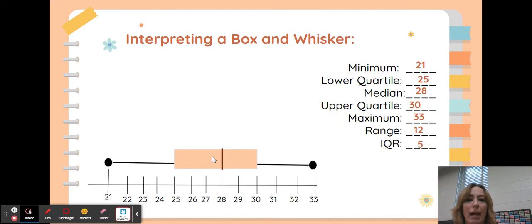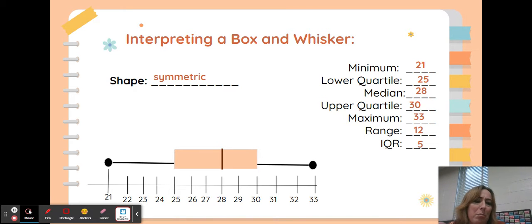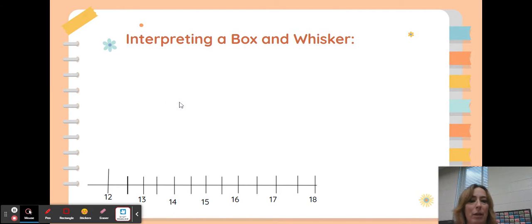All right. Now, where would you think the distribution is on this one? What is that shape? Where do you think it is? It's symmetric because it's right in the middle. It's kind of in between. Okay, good job.